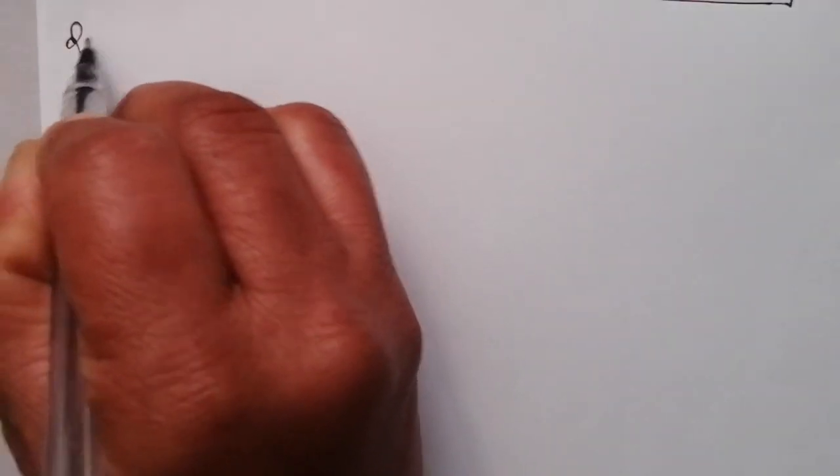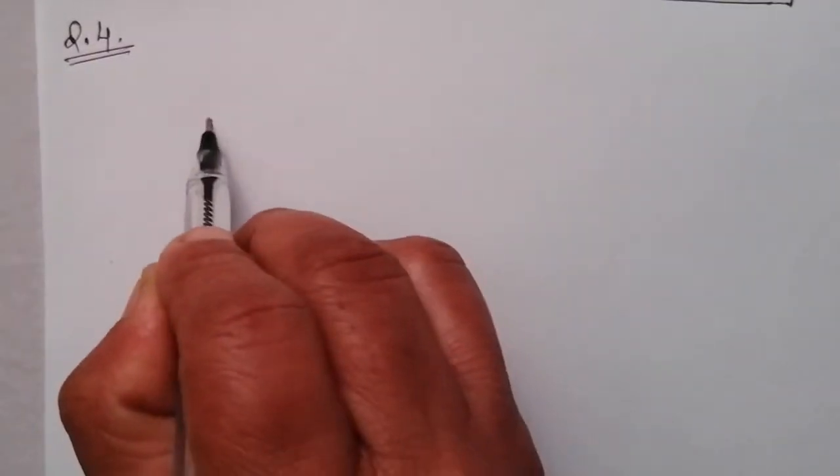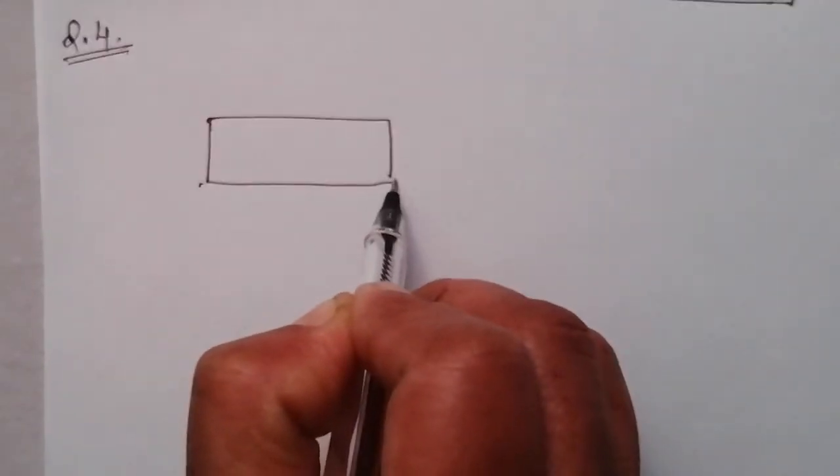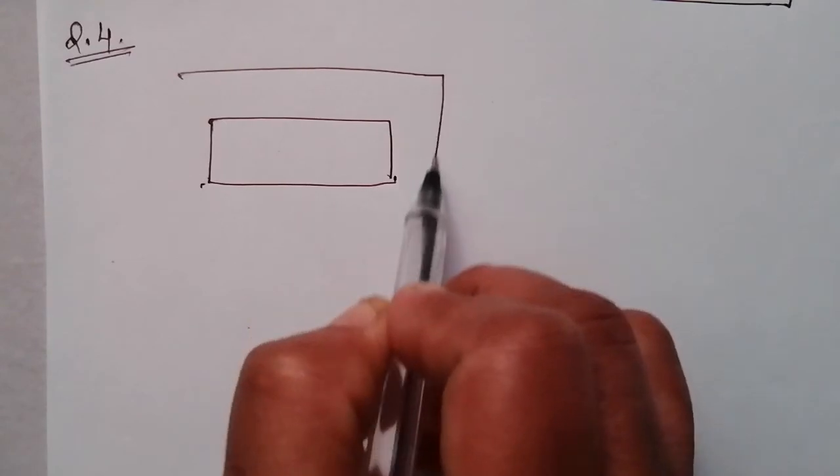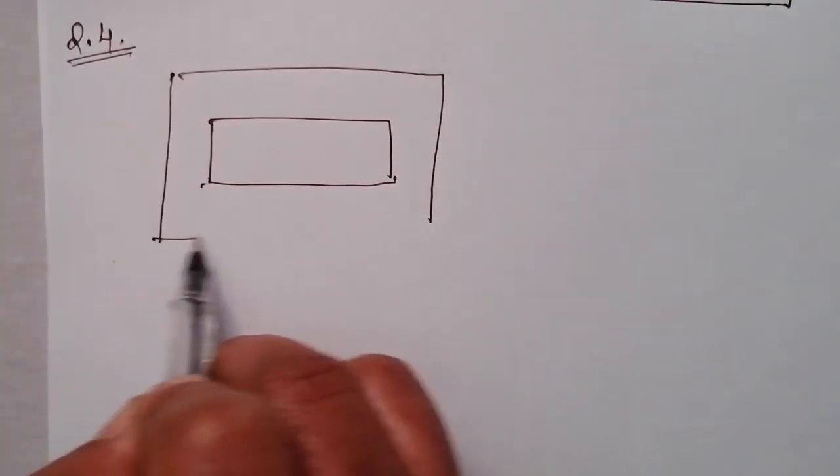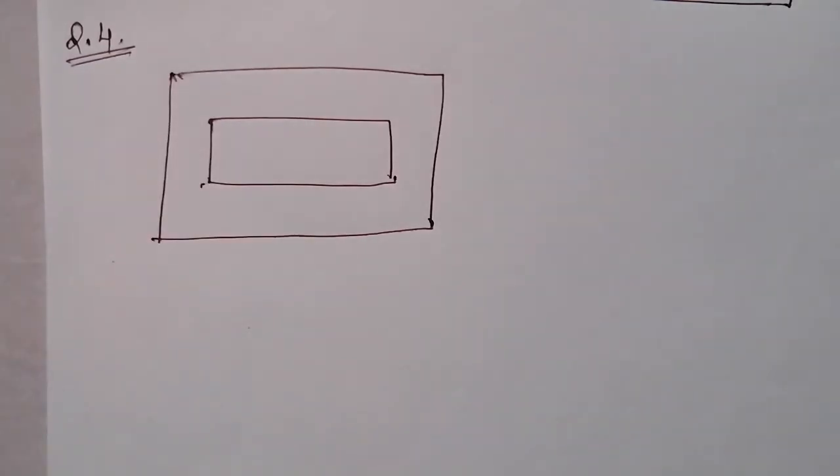Okay. Now question number 4. In question number 4, what is given? A veranda of width 2.25 meter is constructed all along the outside of the room. Means this is the room and around this the veranda is constructed. Veranda means nothing but a space which is given around the room, around the house. That is called a veranda.